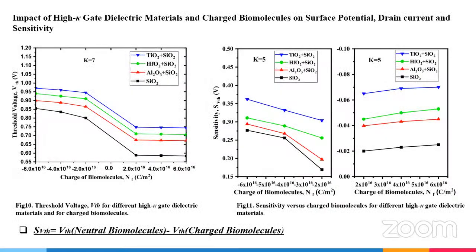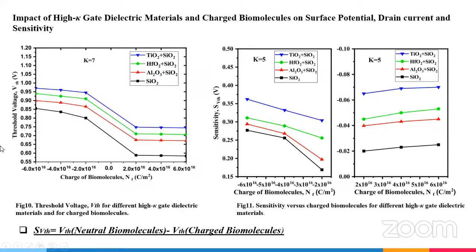At last, this is the threshold voltage and sensitivity calculation for the charged biomolecules. Every biomolecule has a dielectric constant, and it also contains some charge. Like DNA, positively charged DNAs are there, negatively charged DNAs are there. So we have taken different values of charge of biomolecules, and then we have calculated the threshold voltage and sensitivity for each particular kind of charged biomolecule.